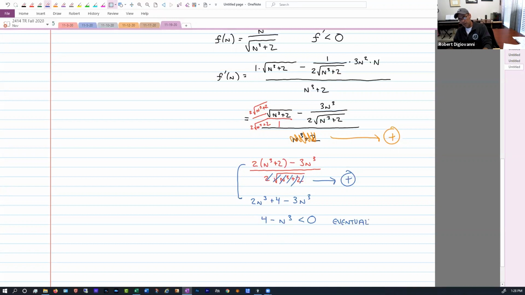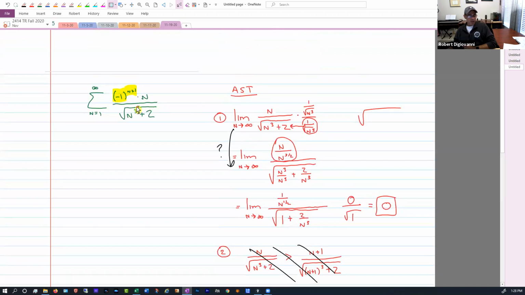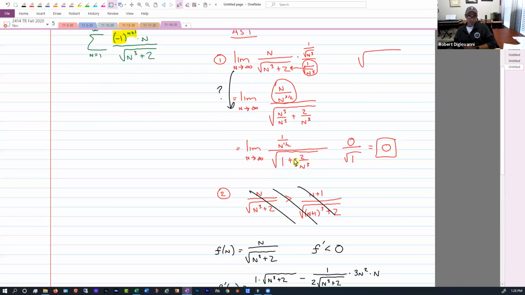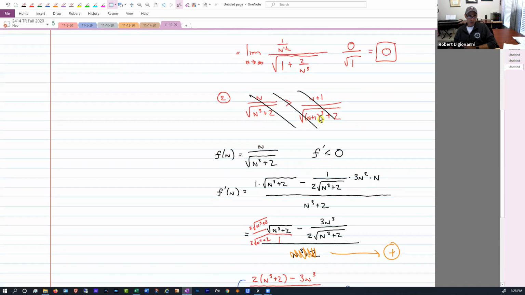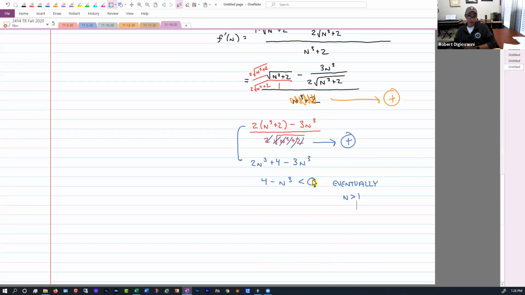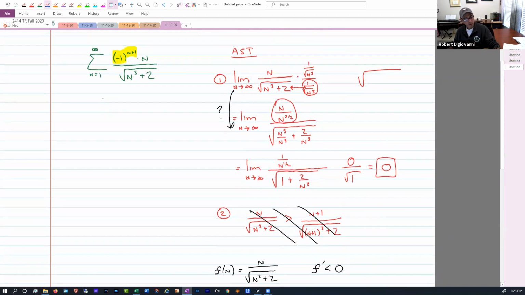And this is what I was saying earlier about eventually. We don't need this inequality to be true all the time. We just need it to be true from some point on. So anytime n is bigger than 1, that's when this will be true. Y'all agree? So we have an alternating series. We took a look at the part that's not alternating. We took its limit, it sucked, but we showed it was 0. And then we showed that it was decreasing by taking the derivative of it, looking at it like a function and showing that the derivative was negative. So we've shown everything we need to show. Therefore, that thing converges.